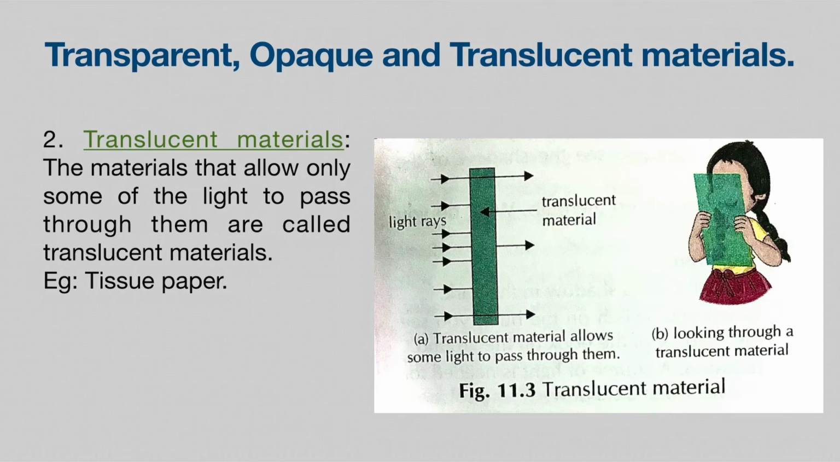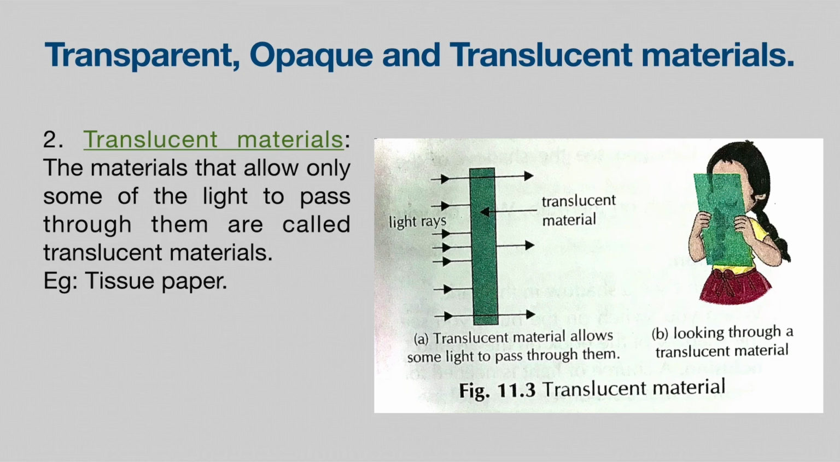After transparent materials, we have translucent materials. In translucent materials, only some of the light will pass through them. If you look at this diagram, we have many light rays toward the left, but towards the right we have only a few light rays. That means only a few of the light rays are able to pass through these materials. That's why though we can see her face, it is not very clear, it is very blurred.